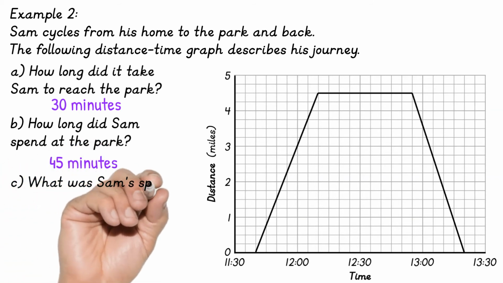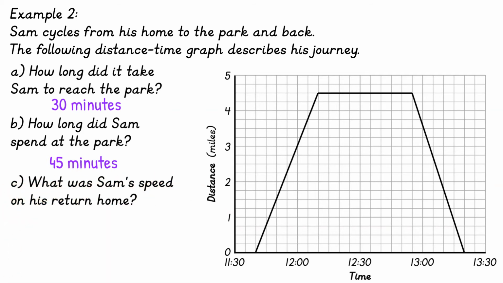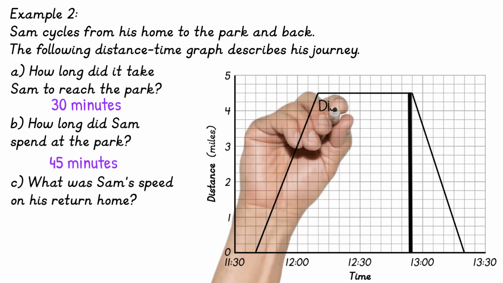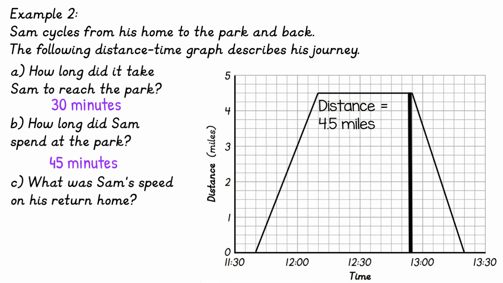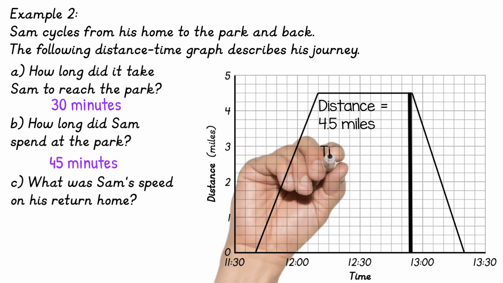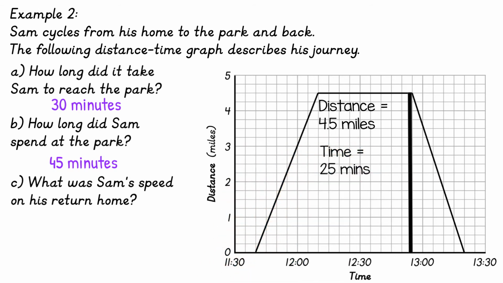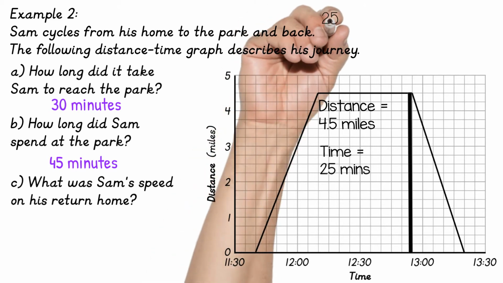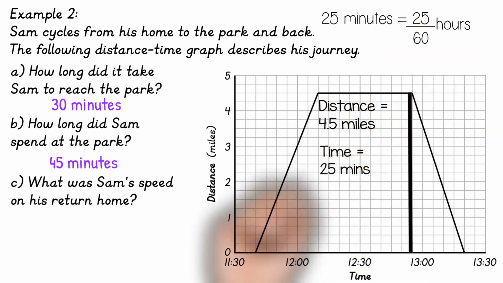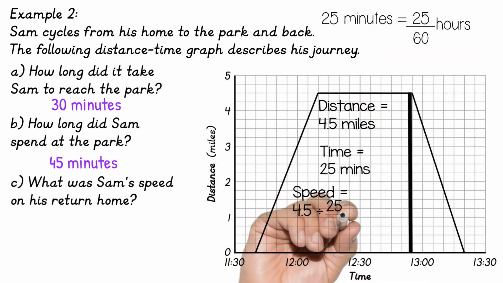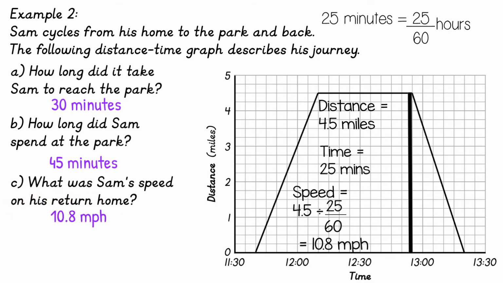Part C, what was Sam's speed on his return home? Again, you want to tuck in that little triangle, and then it's going to be the height divided by the width. The height is 4.5 and the width is 25 minutes. So the distance was 4.5 miles. The time, 25 minutes. We need to work out what 25 minutes is in terms of hours. Remember, a full hour is 60 minutes. So it's going to be 25 out of 60 as a fraction. You don't have to simplify that. So the speed is just 4.5 divided by 25 over 60, which is 10.8 miles per hour.